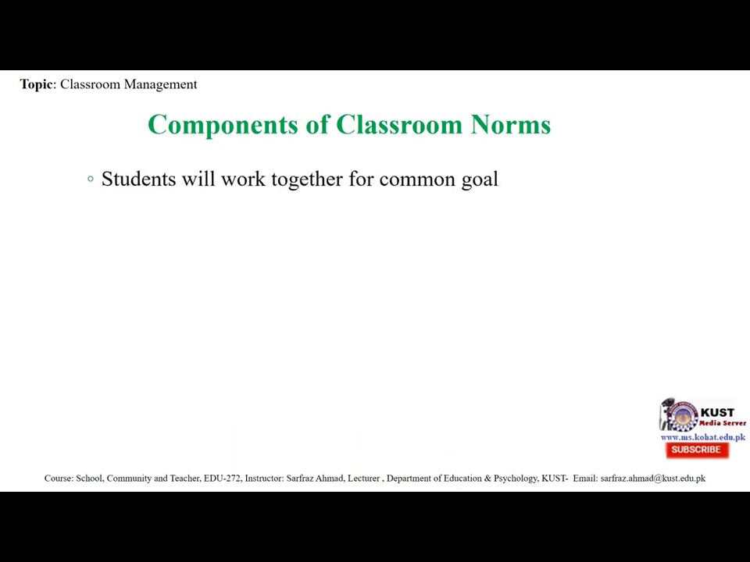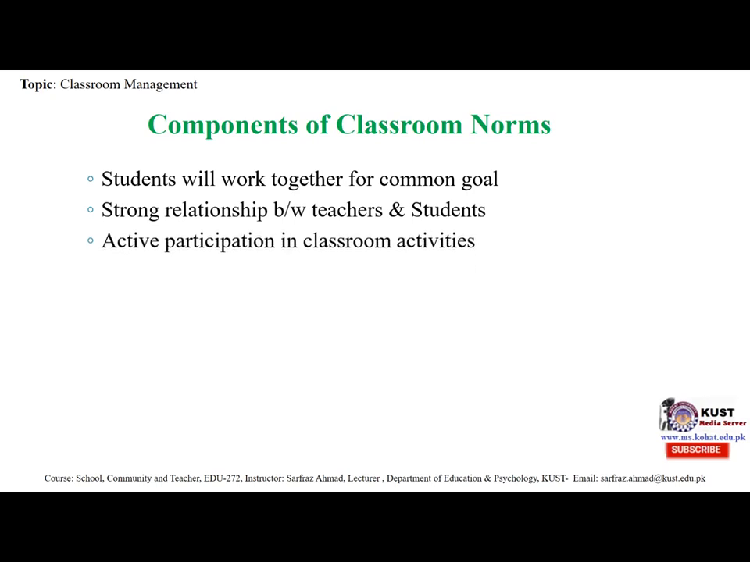Students will work together for a common goal. This is classroom norms: once you are in the classroom, being classmates, students will work together because they have to achieve a common goal as assigned by the teacher. Then, a strong relationship between teacher and students. If you don't have strong relations with the students, then it is very difficult to implement classroom norms. Then active participation in the classroom is very important. If your students are not actively involved in the classroom, then this doesn't come into your classroom norms.